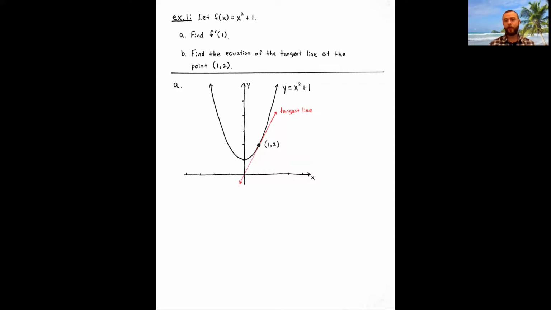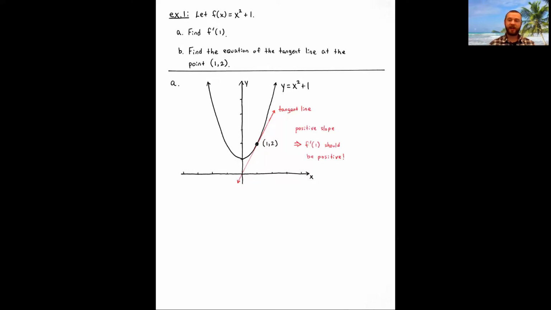Now what I want you to extract from this graphical representation is our tangent line sketched in red there. That tangent line has positive slope. So what we should find is that the slope of this tangent line, which we now call a derivative, the derivative of f at 1, f prime of 1, should be a positive number. Now let's see if we can confirm that with a calculation.